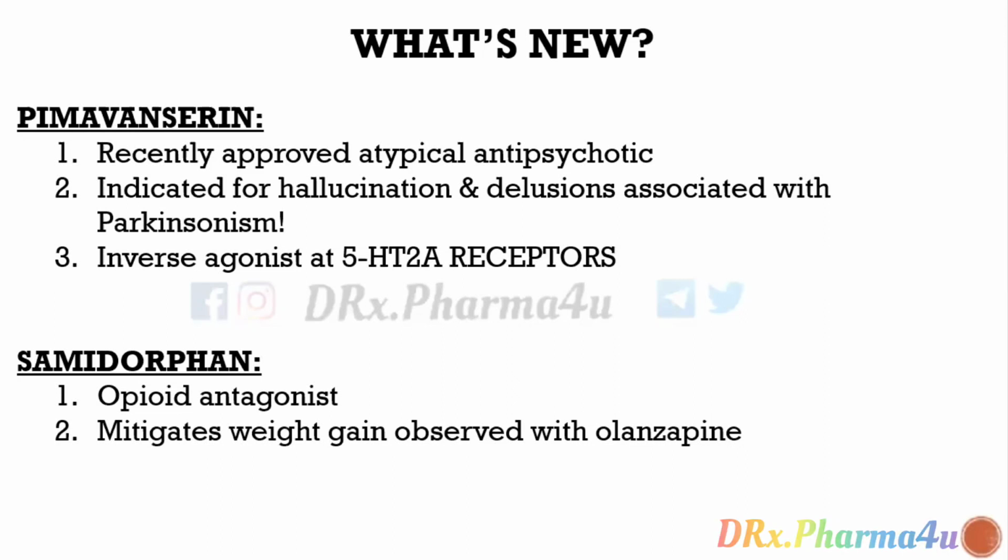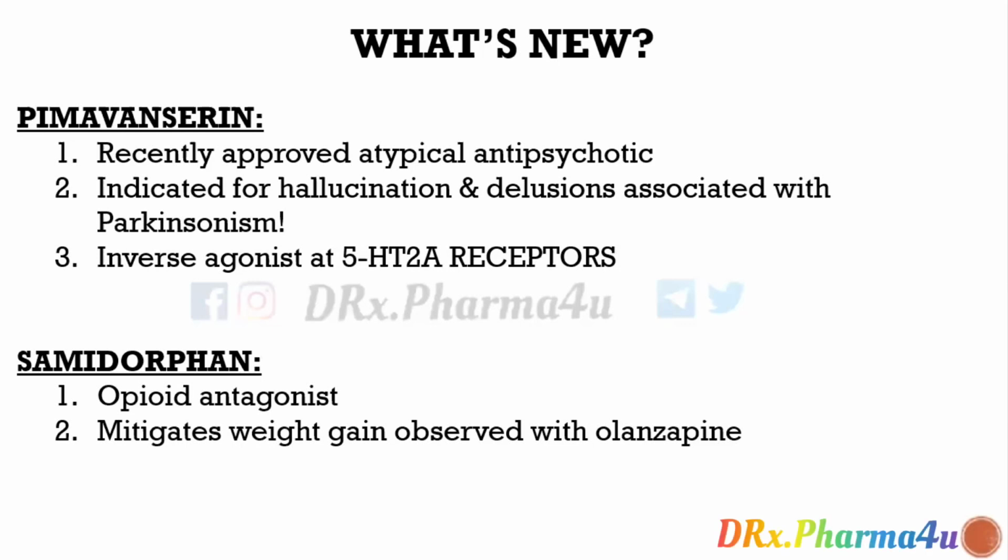So pimavanserin is actually used in conditions where you are having hallucinations or delusions due to Parkinson's disease. So in Parkinson's disease, you will develop hallucination and delusion because of the medicines that you use for Parkinsonism. So long-term usage can increase dopamine level and that can lead to hallucination or delusion. So we use pimavanserin for the same.